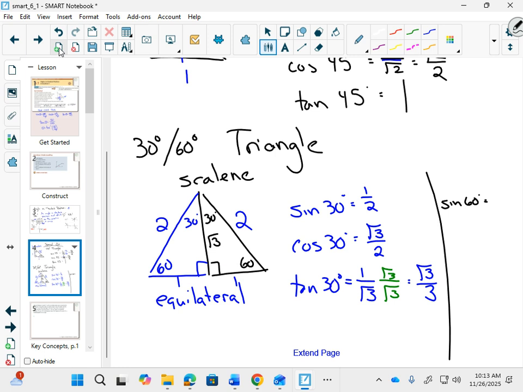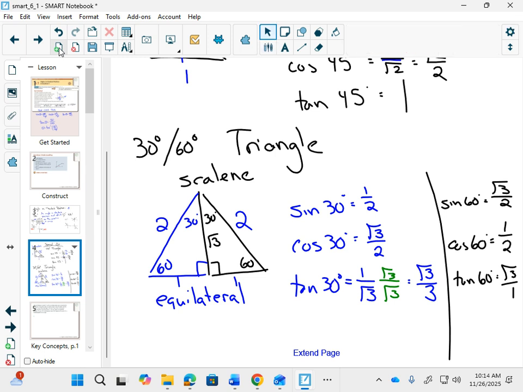Sine of 60 degrees: opposite over hypotenuse. Cos of 60 degrees: adjacent over hypotenuse. And tan of 60 degrees: opposite over adjacent. And from now on, these angles are fair game on non-calculator parts of your question.